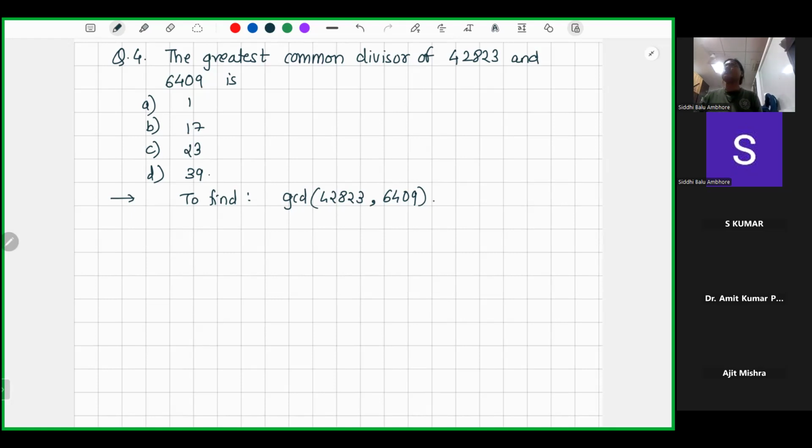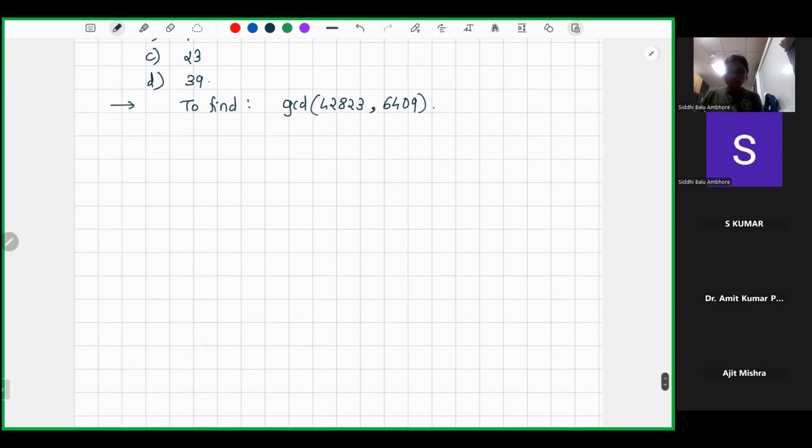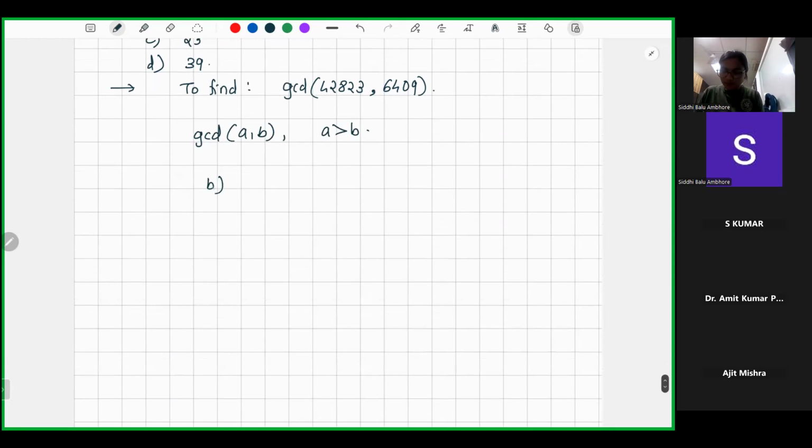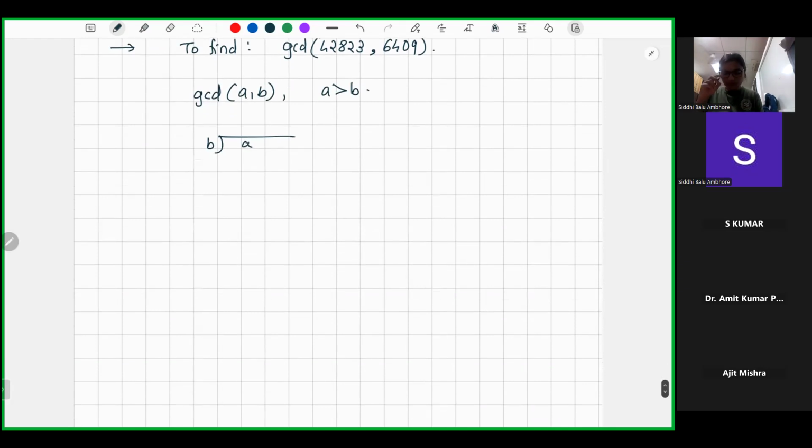So there is an algorithm to find the GCD of given numbers. If I have to find the GCD of A, B with A greater than B, since A is bigger, I divide A by B, and then there is some quotient Q1 which we will get here as a multiple, and there will be some remainder R1 here.